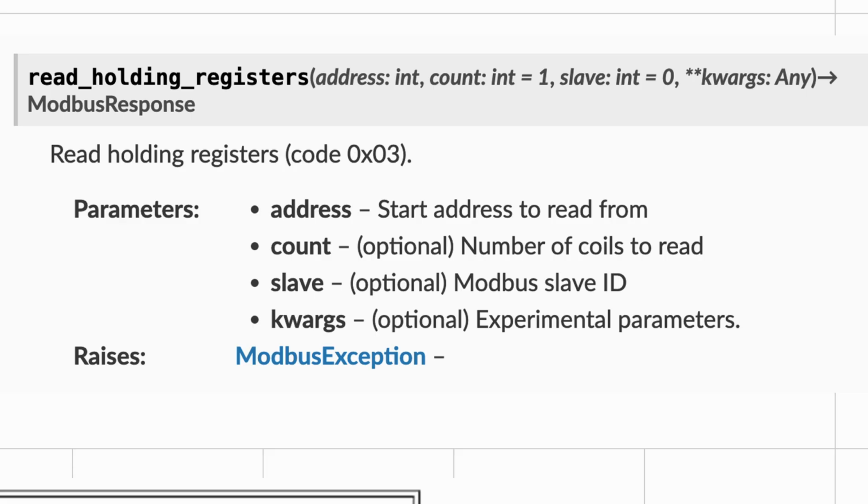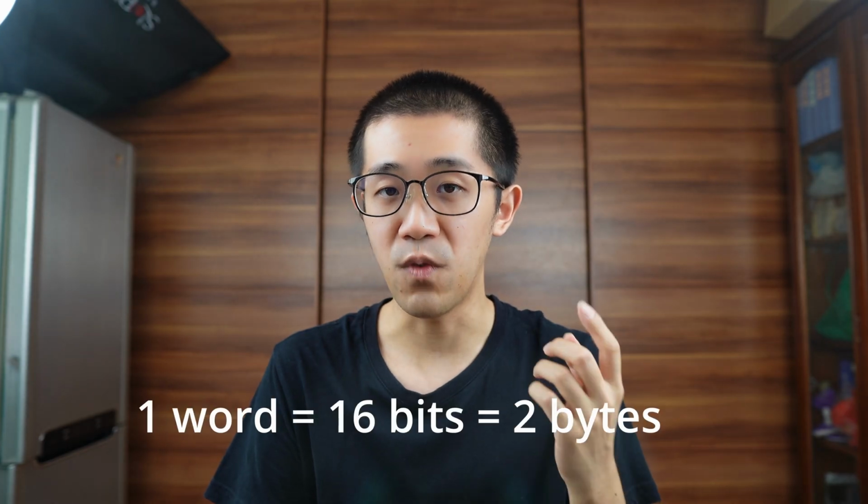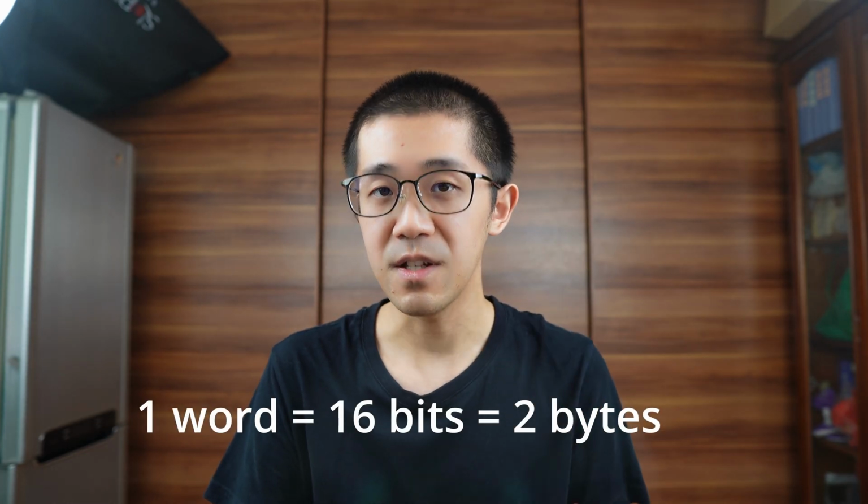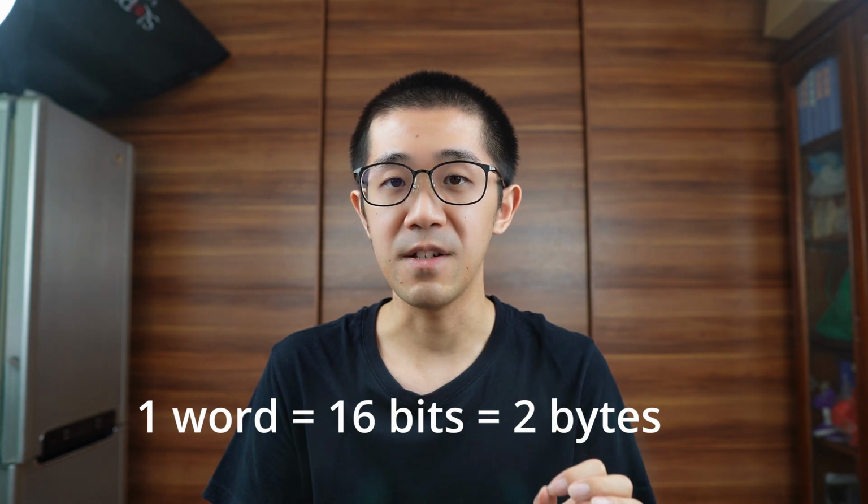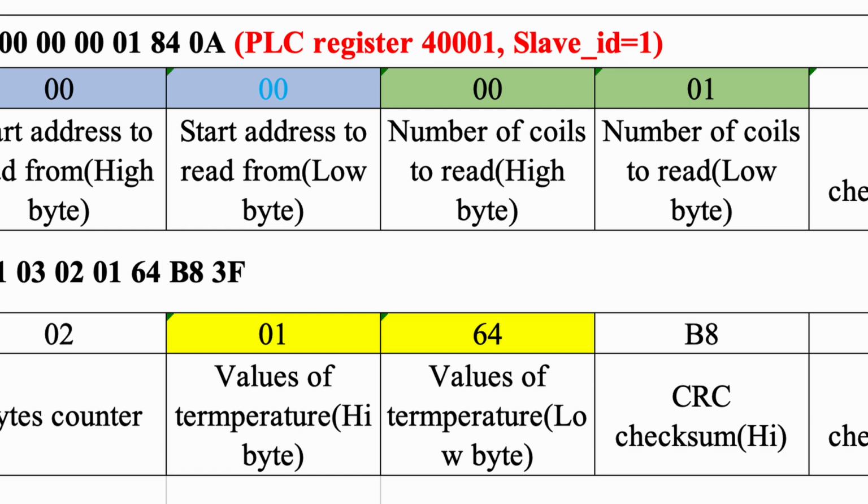That is the count. The doc says the count is the number of coils to read, and there is another information I want to give you. You need to know each register is 1 word, is 16 bits, is 2 bytes. These are the same length in computer science. So we need to know how many registers the manufacturer uses to store the temperature information.